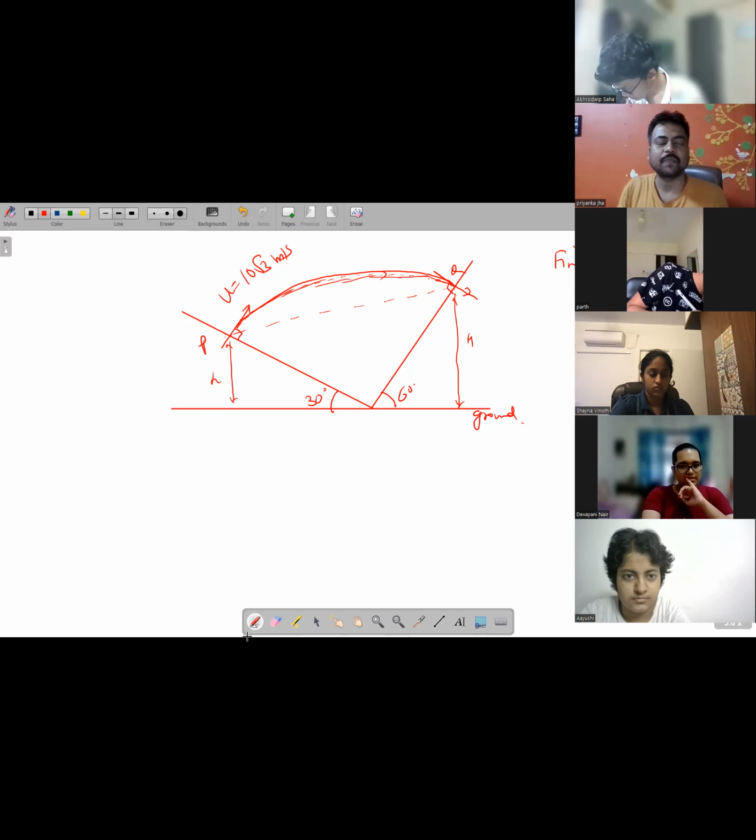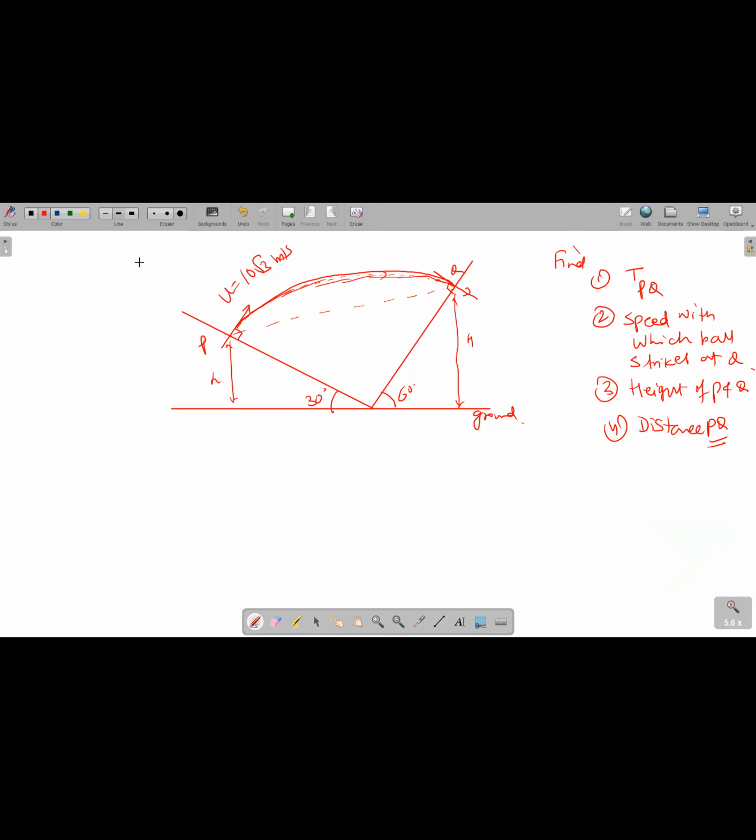Let's do this. We will assume axes along the planes. Suppose this is the x-axis and this is the y-axis. Consider one plane as the x-axis and the other plane as the y-axis. See, this is 30, this is 60, so this is 90. So we can assume these as the x-axis and y-axis. There is a small hint that you can take the axes along these two inclined planes.